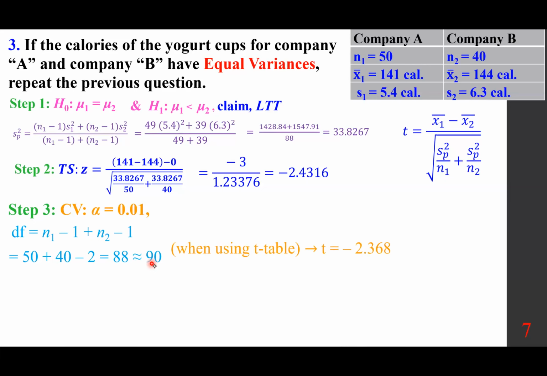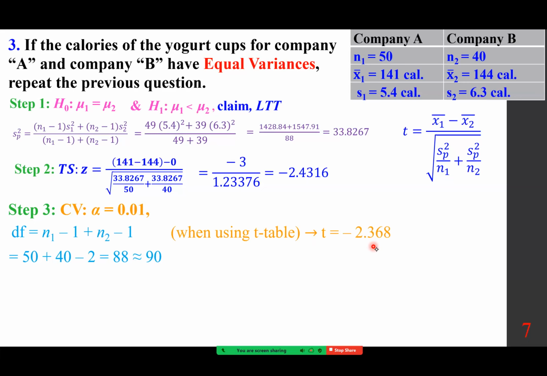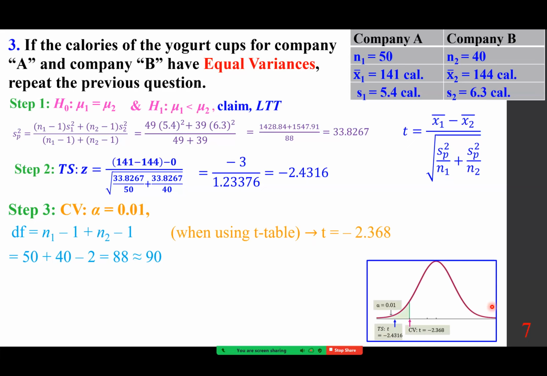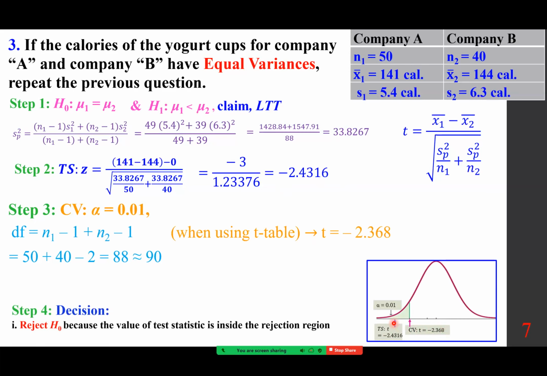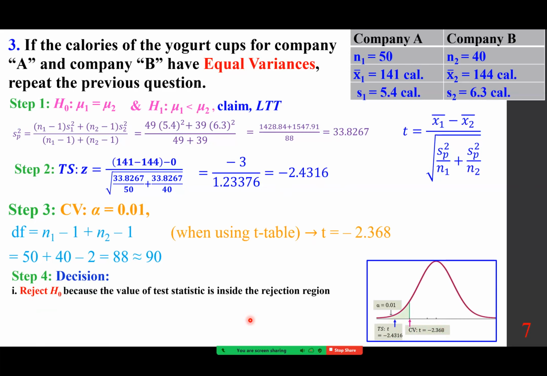So when we use the table, we end up with this number, negative 2.368. Graphing will help us see. So if you graph this, here's your critical value, negative 2.368. Here's your test statistic, which is smaller than that, right, everybody? So you reject H0 because the test statistic is way into the rejection region.